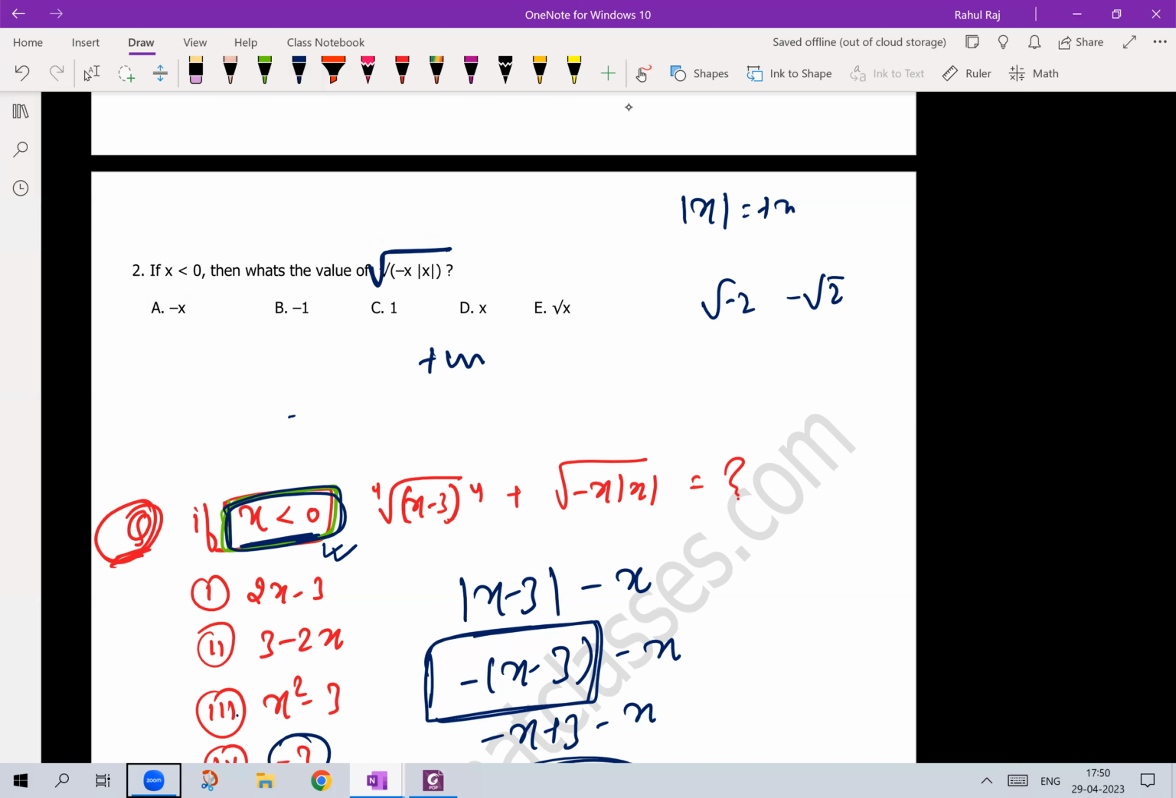And the point is here, Harin, conceptually it can never be positive x as the answer. Why? Because it is saying root of something. Root of something is always a positive value, but they have already defined x is less than 0. So if you say positive x, the answer would become negative, which will never be possible. So it's negative x.